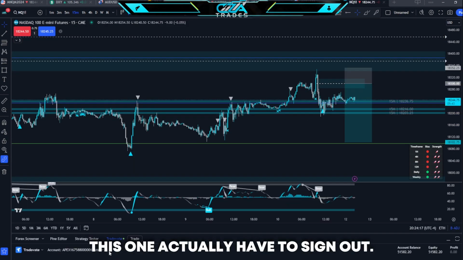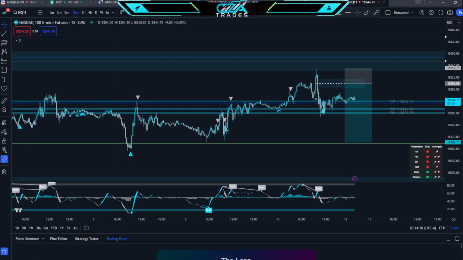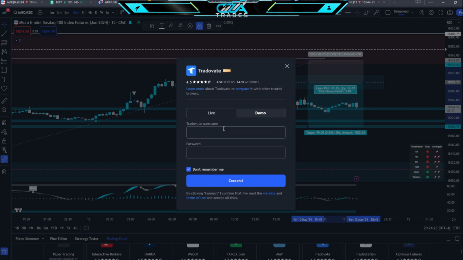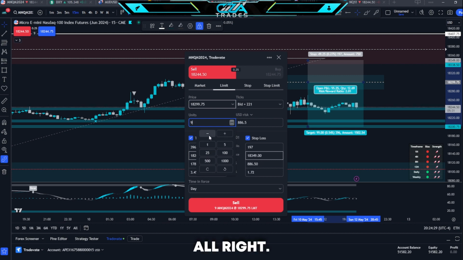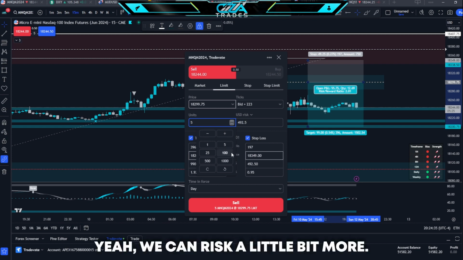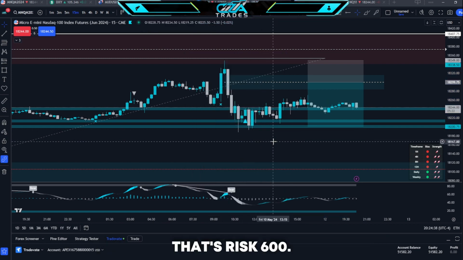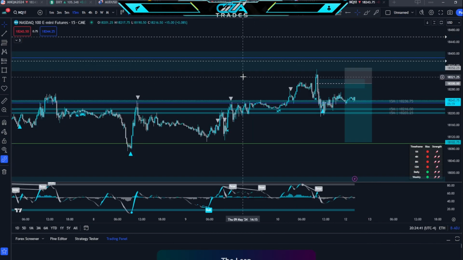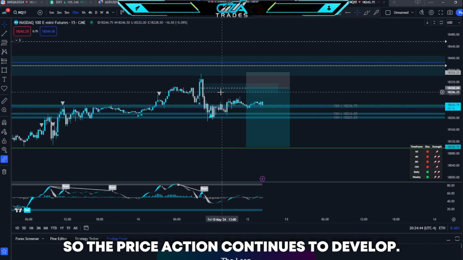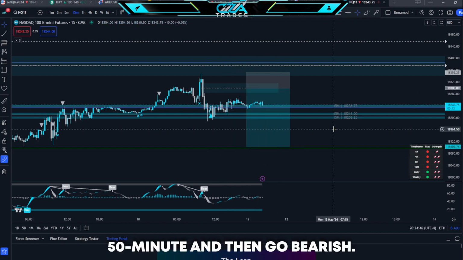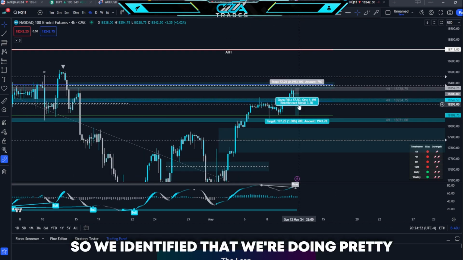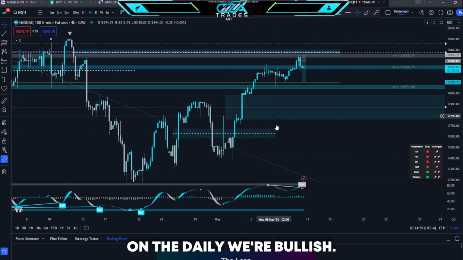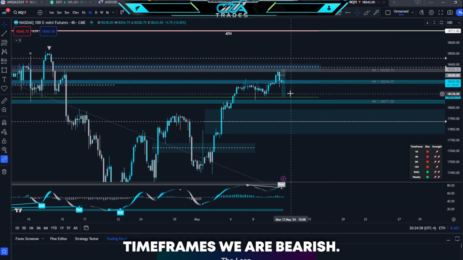And this one, I actually have to sign out. All right. Let's risk 500. Yeah, we can risk a little bit more. Let's risk 600. Boom. Limit order set. So if price action continues to develop, tap into this 15-minute and then go bearish. We have a bearish divergence printed on the 4 hour. So we identified that we're doing pretty much a retracement now. On the daily, we're bullish, but on the lower time frames, we are bearish.